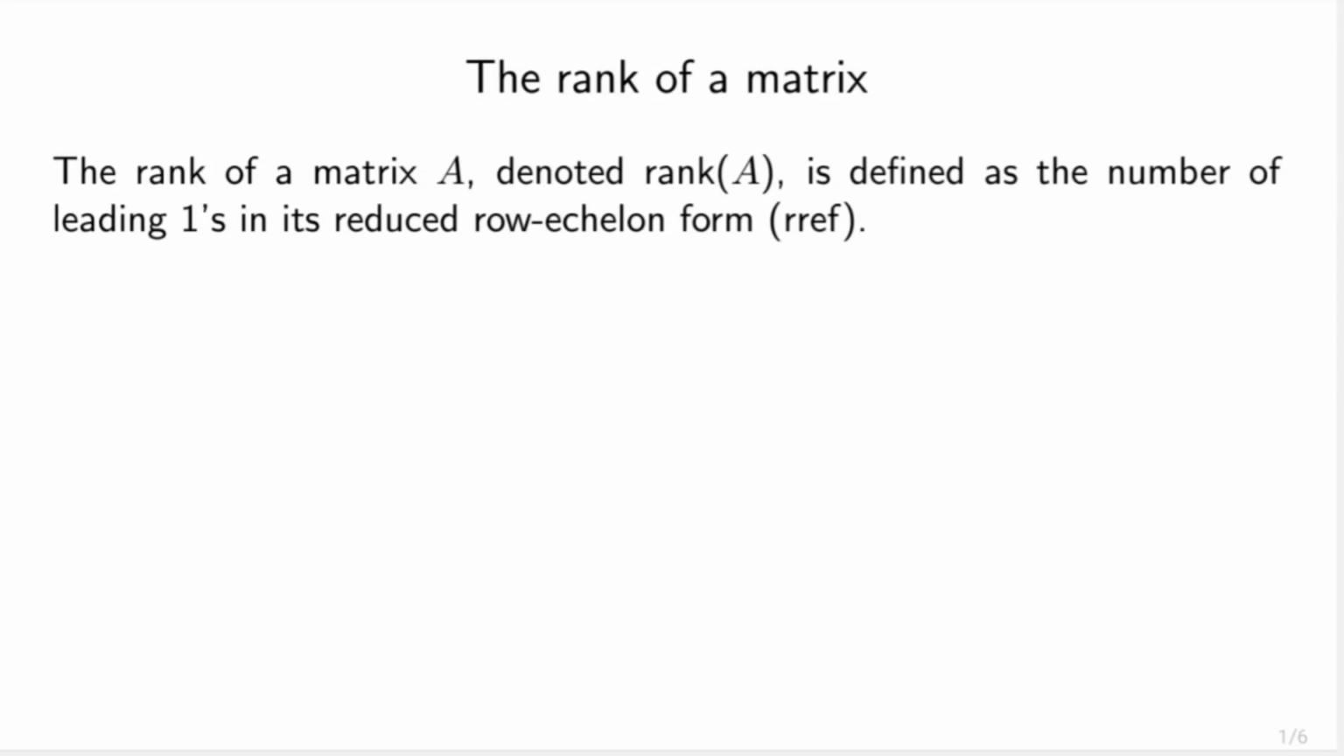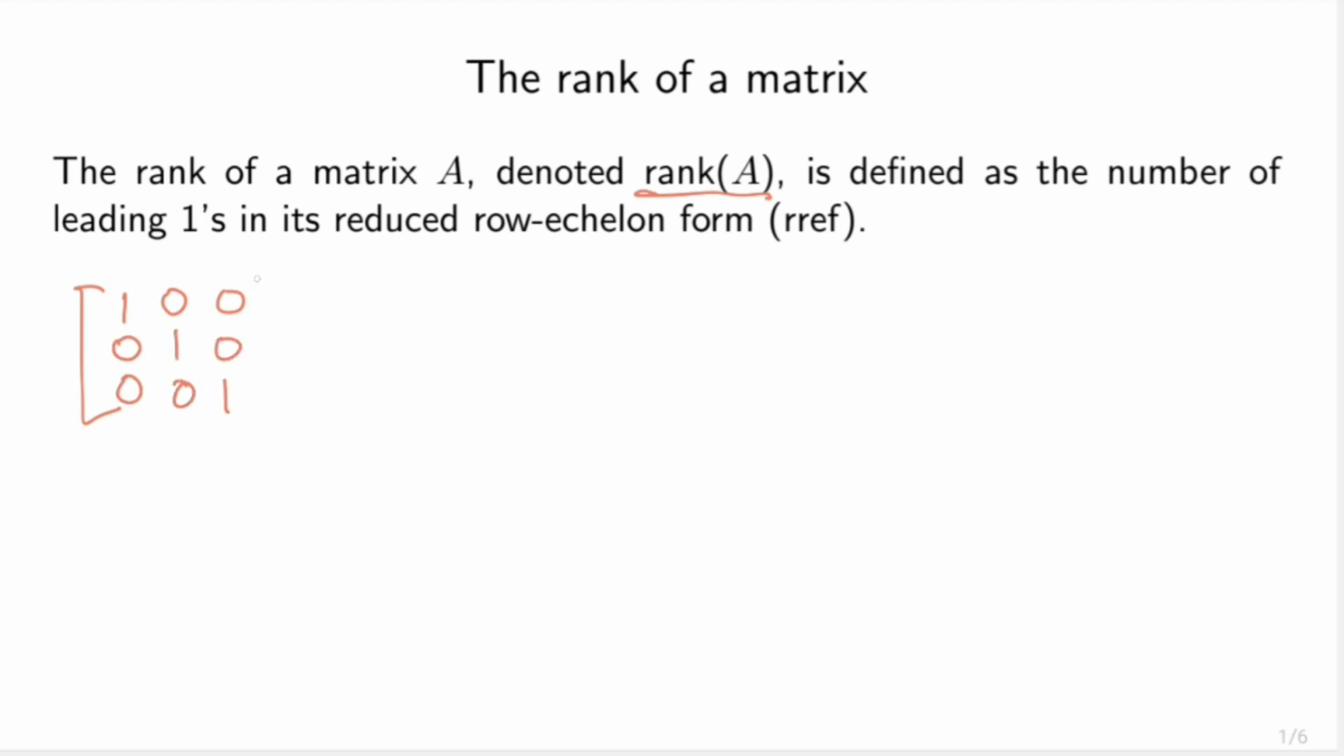Today we discuss an important idea about matrices called the rank, and we begin with the definition. It says the rank of a matrix A, denoted rank A, is defined as the number of leading ones in its reduced row echelon form. So if you have a matrix and you get its reduced row echelon form, let's begin with an easy example. Suppose we have this matrix.